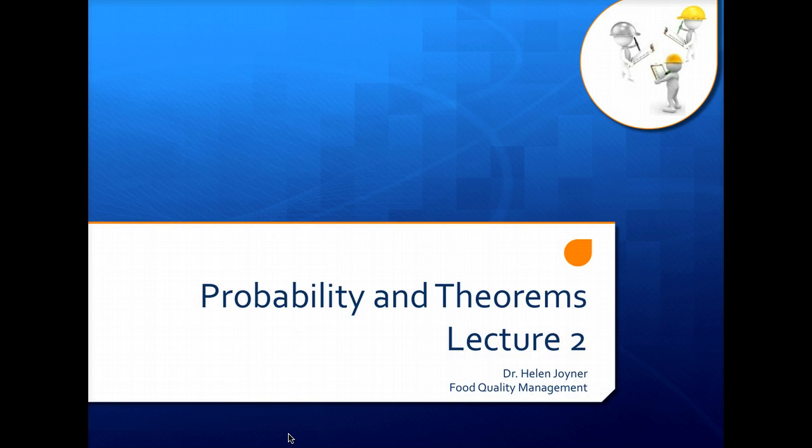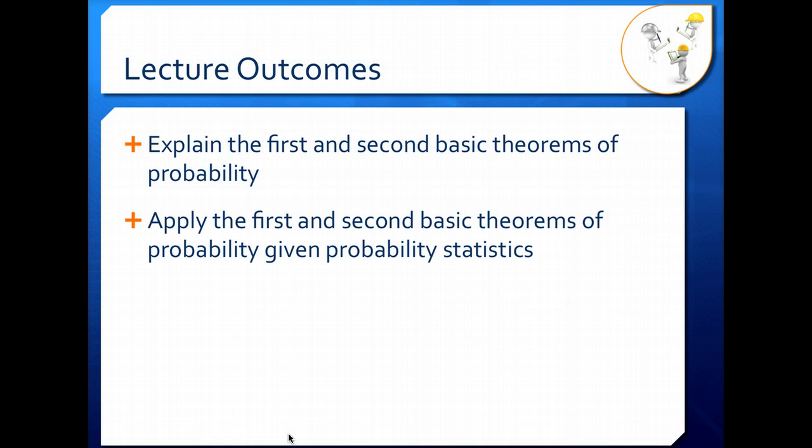In our previous lecture, we talked about probability and the definitions associated with probability. We also looked at calculating basic probabilities for one event. Let's take a look at what happens when we have more than one event or our probabilities get a little bit complex. And this is where we introduce probability theorems. In this lecture, we'll take a look at the first and second basic theorems of probability and how they're applied given probability statistics in a situation.